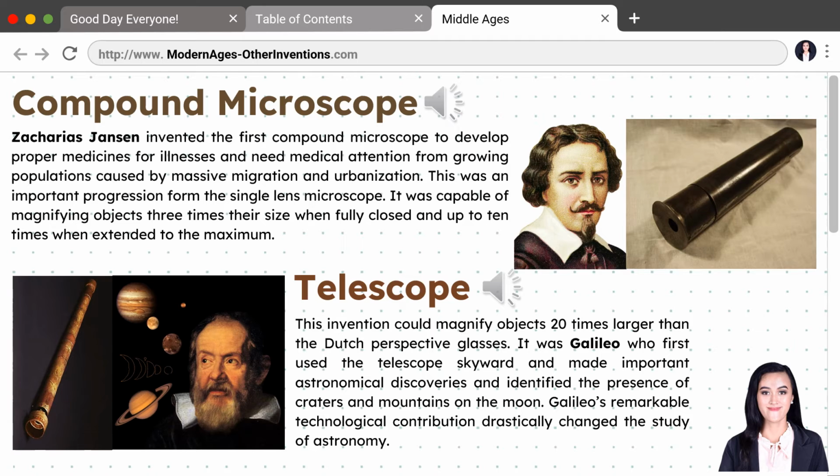Galileo's remarkable technological contribution drastically changed the study of astronomy. For the first time, it became clear that the universe is far larger than previously imagined and the Earth far smaller compared to the entire universe.